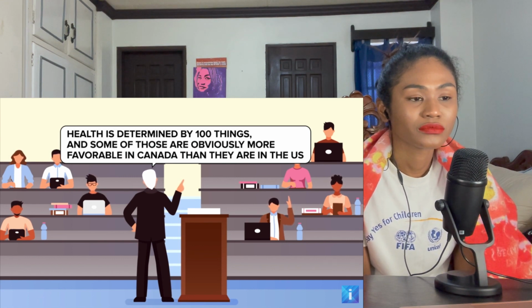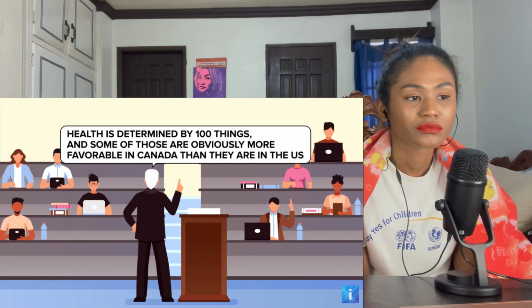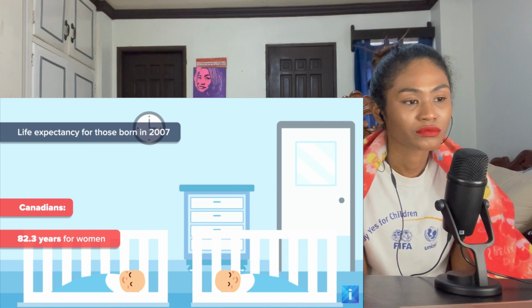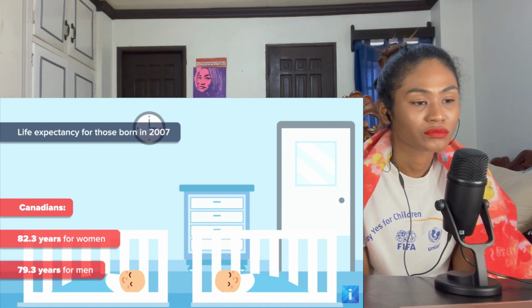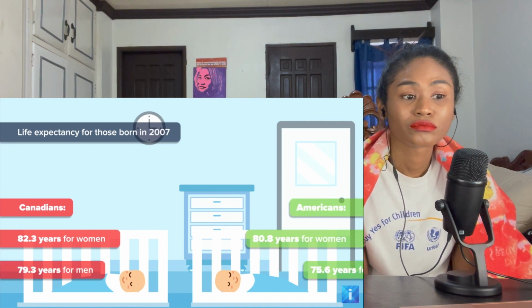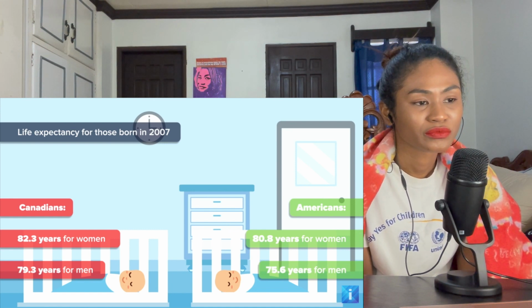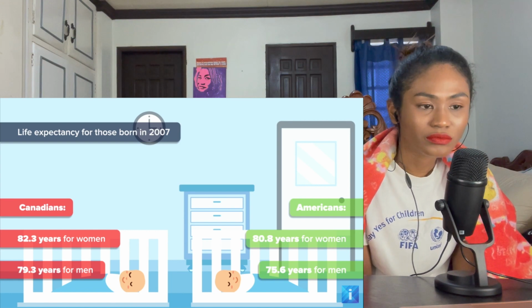Says report co-author Samuel Preston, a professor of demographics at the University of Pennsylvania. Canadians born in 2007 can expect to live up to 82.3 years for women and 79.3 for men, compared to 80.8 and 75.6 for people born in the US. So if Canadians are living longer, surely the healthcare systems of the two countries must differ.